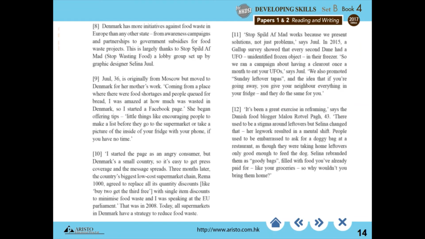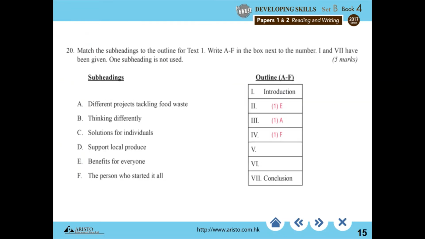Paragraph 8 gives a brief description of the origins of food waste projects in Denmark, so it still belongs to the last section. Paragraph 9 gives details on the work of an important person who works on food waste projects. And paragraph 10 mentions a specific instance in Jules' work where she spoke at the EU Parliament. If we put paragraphs 9 and 10 together, we can see that it is about a specific individual who works on a food waste project. So subheading E, the person who started it all, is a perfect match for section 4 in the outline.